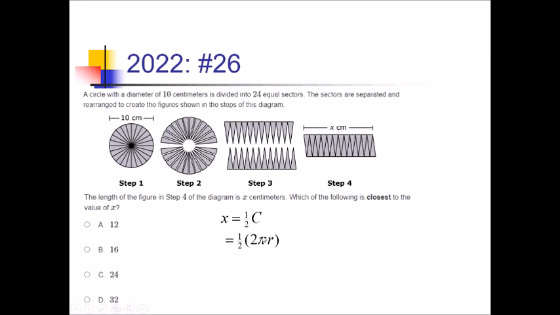That means the 1/2 and the 2 are canceling out, so my x value is really just whatever pi times the radius is. In this case, the radius is half of 10, so 5. So whatever pi times 5 is, and pi is roughly 3.14. If I multiply that by 5, just looking at these answer choices, that's going to be closest to 16. So that's the answer choice we're going to pick, B.